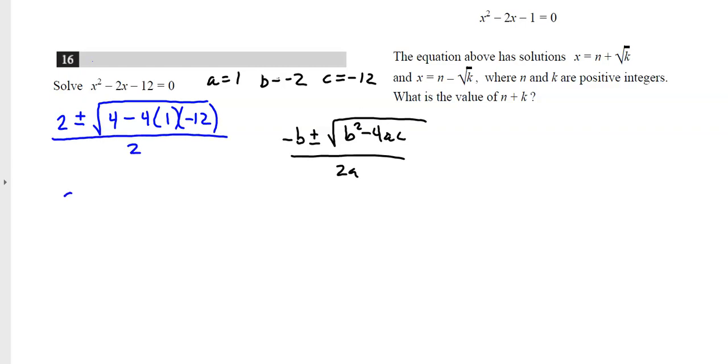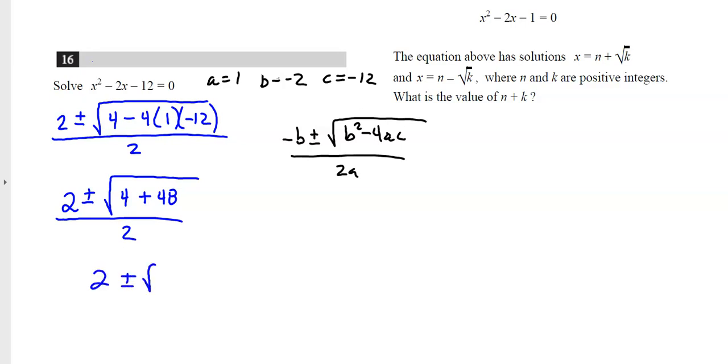So we clean this up and we get 2 plus or minus the square root of 4 plus 48, or 4 minus a negative 48, but still going to be plus, all over 2. Keep going, some housekeeping. 2 plus or minus the square root of 52, all over 2. And now's where I want to try to simplify that square root of 52 if I can. So to simplify, I'm going to factor tree it. 2 and 26, 2 and 13. I believe that's as low as I can go.